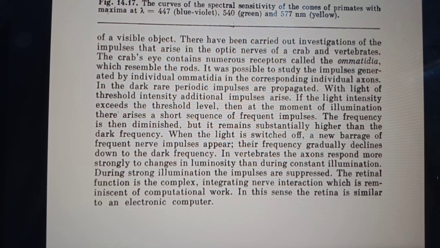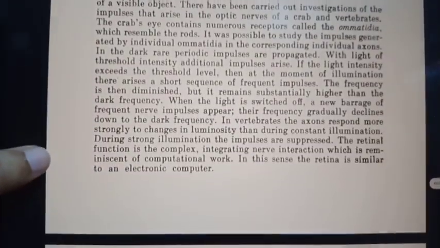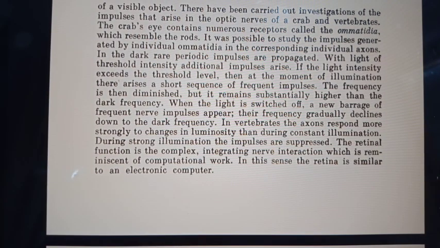The crab eye contains numerous receptors called the ommatidia, which resemble the rod. It was possible to study the impulses generated by individual ommatidia in the corresponding individual axon. In the dark, rare periodic impulses are propagated.